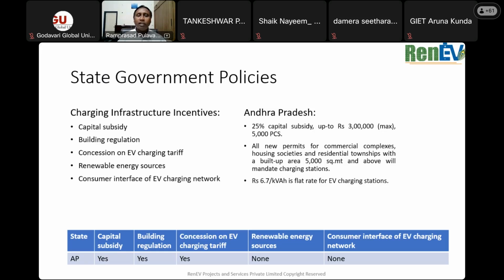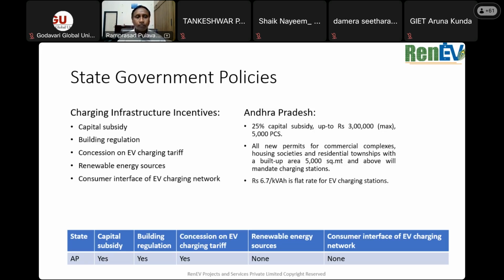Next is renewable energy sources. In Rajasthan, if your charging station is powered by a renewable energy source, then you are given a 50% rebate on the land that is purchased by the individual entrepreneur. Consumer interface of EV charging network. Again, this is somewhat cloudy. I could not understand it, but I think some sort of incentive is being provided for creating apps.